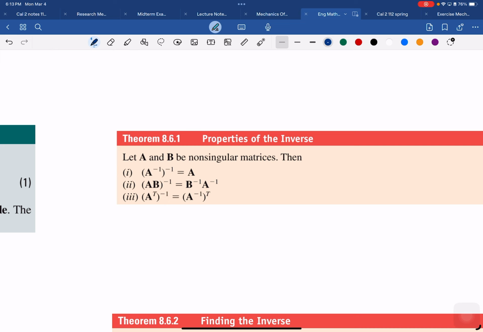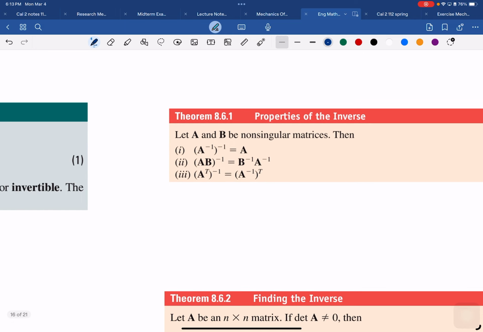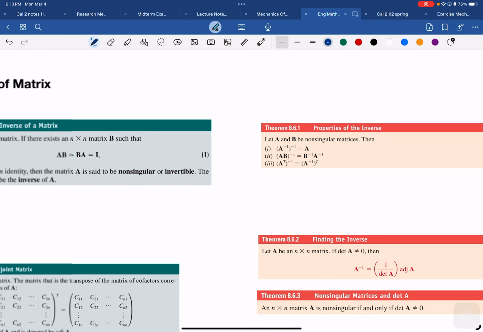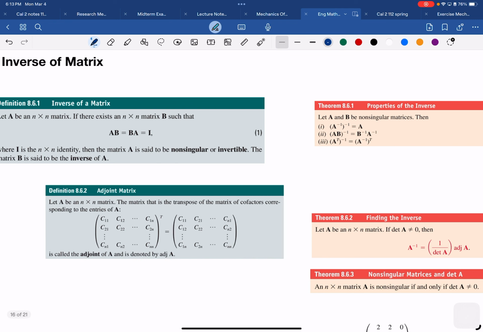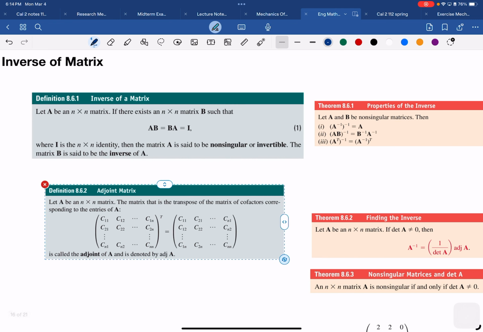Okay, so these properties will sometimes be useful in a system of equations. Now, before using how to find the inverse, let me just zoom out first and make it closer so that you can see it.